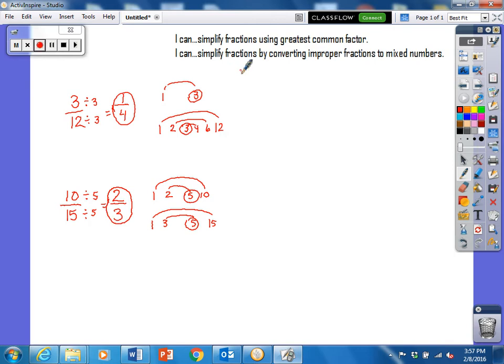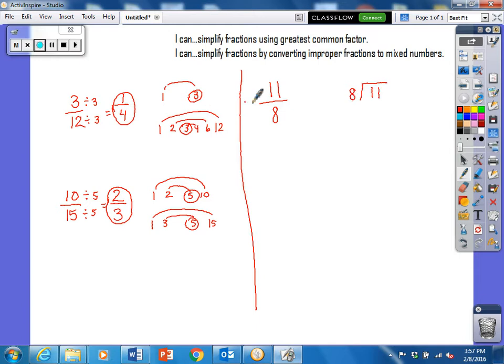Now, the other way that we can simplify fractions is if we have an improper fraction. And remember, an improper fraction is a fraction that has the numerator larger than the denominator. 11/8. So since our numerator is larger than our denominator, we know that we have more than one whole thing. And in order to solve this, we have to do our fraction as a division statement.